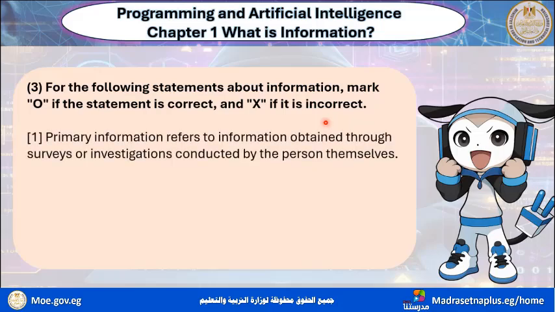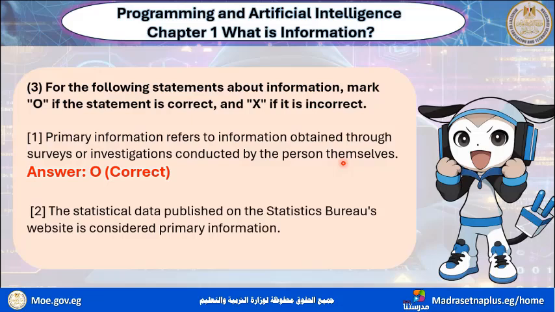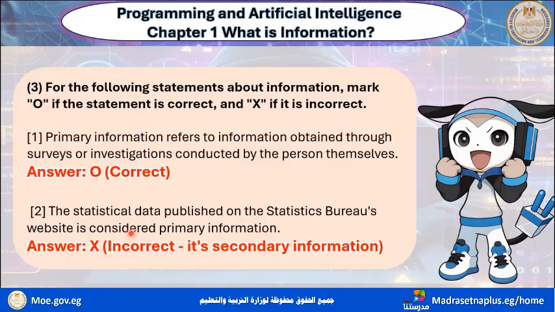For the following statements about information, mark O if the statement is correct and X if it's incorrect. Question 1. Primary information refers to information obtained through surveys or investigation conducted by the persons themselves. And of course, it's correct. Sentence 2. The statistical data published on the Statistics Bureau's website is considered primary information. So it's wrong, incorrect. It's secondary information because it's published through other people, not by yourself.